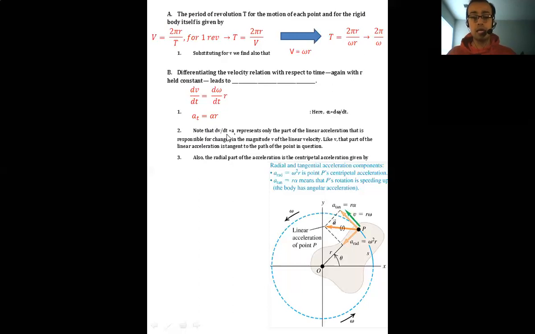Note that dv/dt equals a_t represents only the part of the linear acceleration that is responsible for changes in the magnitude v of the linear velocity. Like v, that part of the linear acceleration is tangent to the path of the point in question. So if you are actually moving at a constant velocity around this circle, if the speed does not change, then the tangential acceleration is going to equal 0. All right, so keep that in mind.